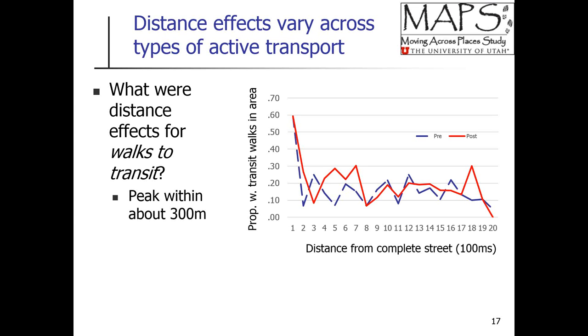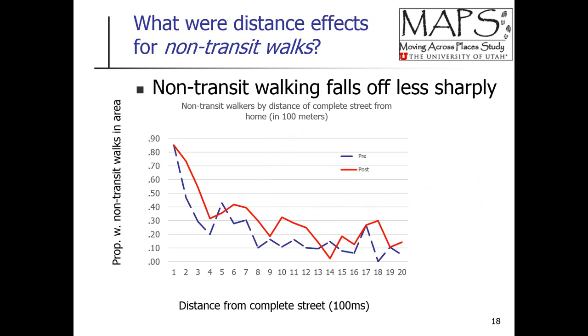Here's my data. Here you can see what the distance effects were for walks to transit. They peaked within a very close distance. This is hundreds of meters away from the intervention. This is the proportion of people taking transit walks. So the effect is really limited to very close proximity to the complete street. We can look at a different type of access. This is non-transit walking, and it falls off less sharply. So near and far may differ for these two different modes of transportation.